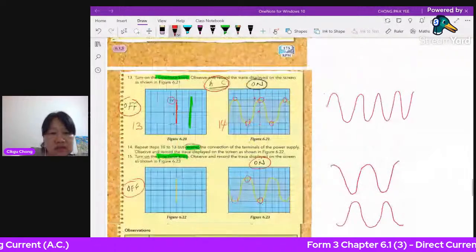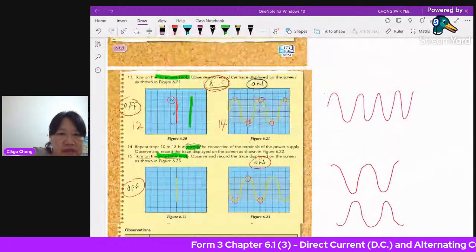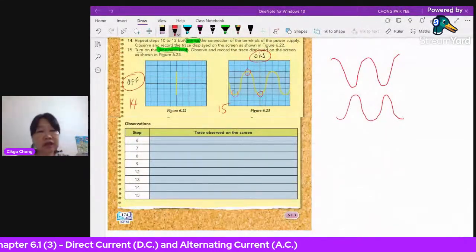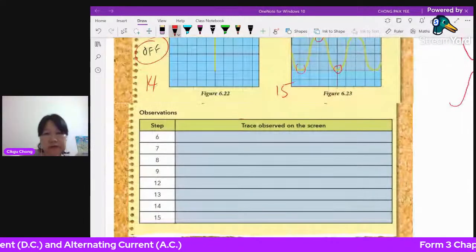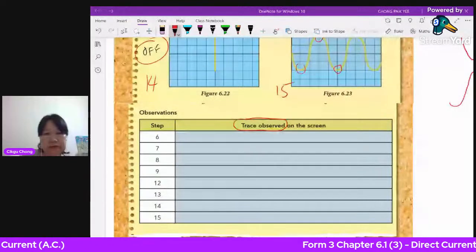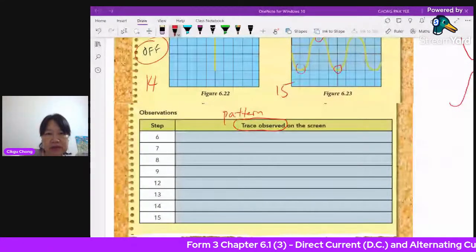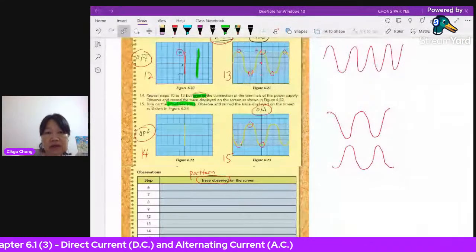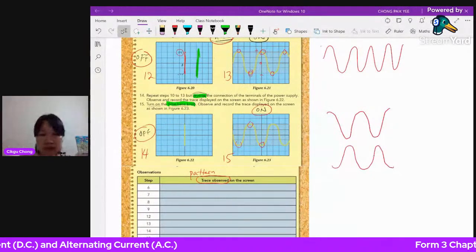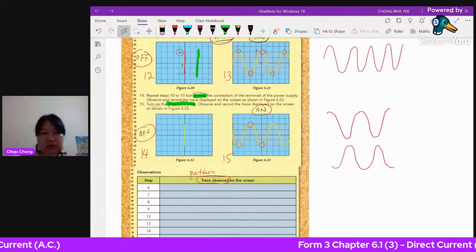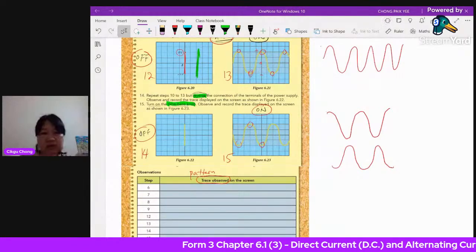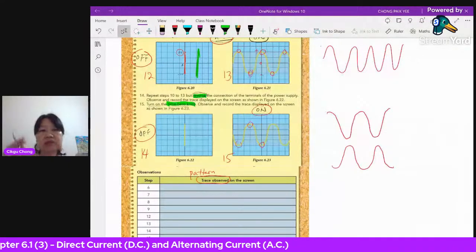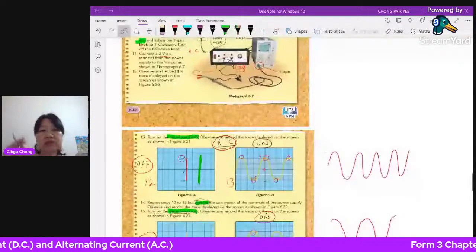Then 12, all right, 12. Then it's 13, and then you have 14 and 15. So this table, what do they want here? Trace, observe. Trace means the pattern. So you're basically supposed to give the pattern only. And actually the answer is already given here. So when you ask for the trace, you're asking for the pattern when you do different things, whether you switch on your time-base knob or not. Another thing is how high is your current, and whether it's AC or DC. So you have different patterns here. Understand? Okay. So this is what I want to share with you.